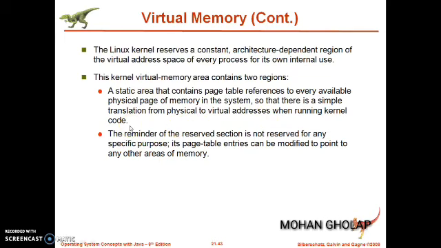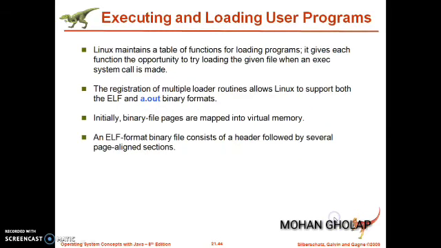Okay, apart from this, the remainder of the reserved section is not reserved for any specific purpose. Its page table entries can be modified to point to any other areas of memory. So that's what the kernel virtual memory area contains, the two regions. The first is the static area, where for every page a separate page table entry is maintained, and the remaining area has no specific page table, and it is also possible to change the contents of the page table as and when required.